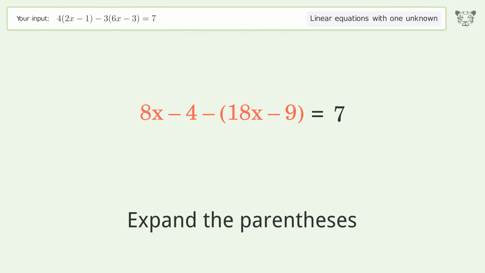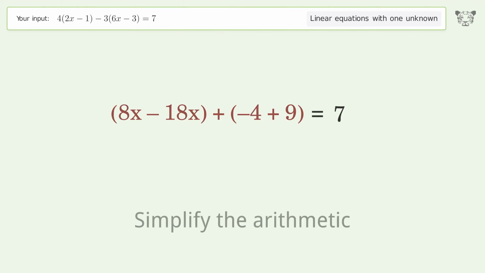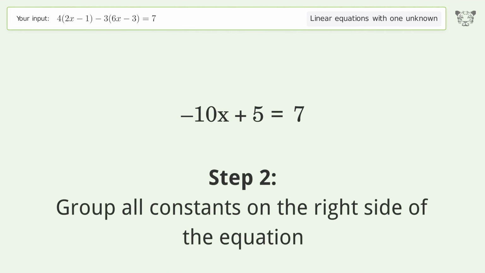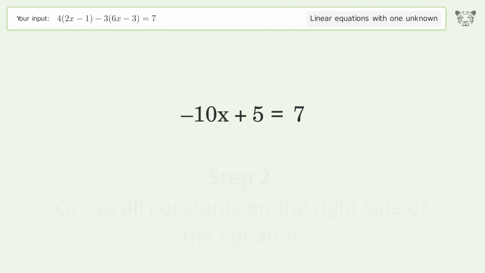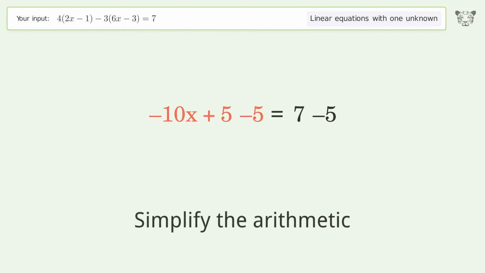Expand the parentheses. Group like terms. Simplify the arithmetic. Group all constants on the right side of the equation. Subtract 5 from both sides. Simplify the arithmetic.